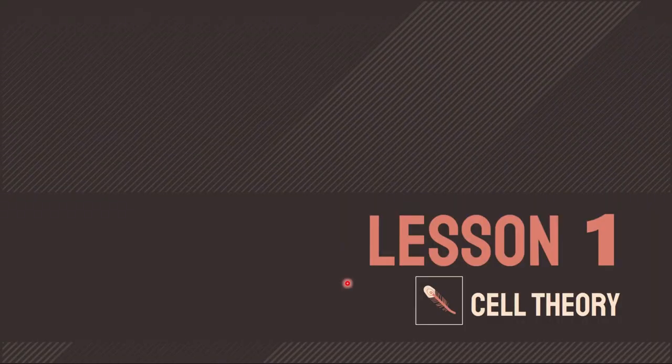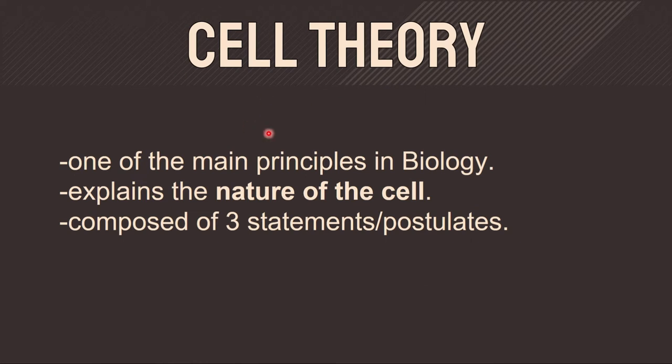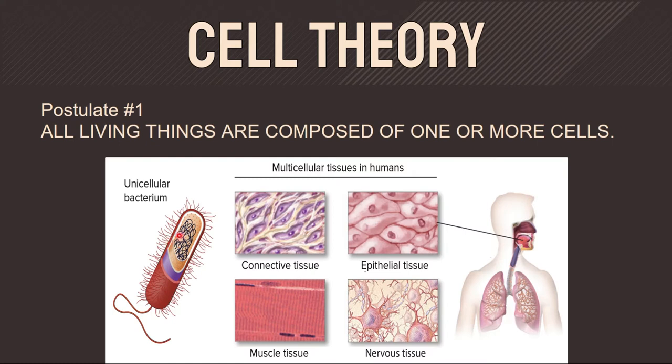So let us proceed to lesson 1, the cell theory. The cell theory is one of the main principles in the field of biology. The cell theory explains the nature of the cell. The cell theory is composed of three statements, also known as postulates. So these are the three postulates of the cell theory. We have postulate number 1.